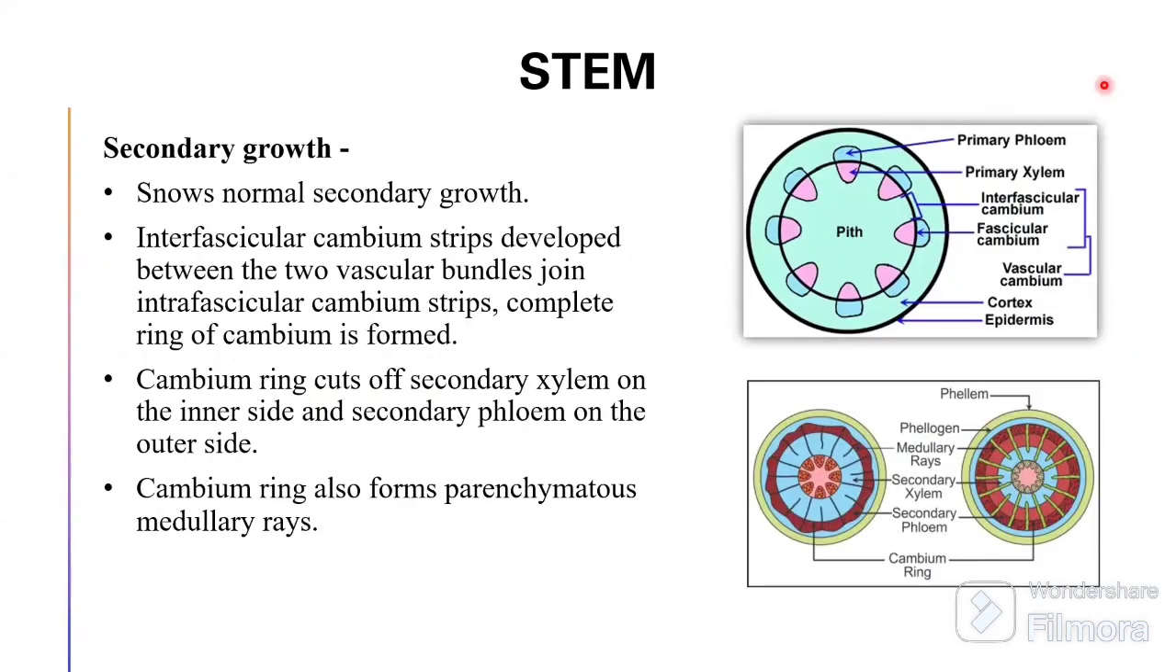Secondary growth in stem. Here, stem shows secondary growth by the formation of interfascicular cambium. Parenchymatous cells which are present between the vascular bundles become undifferentiated and they form interfascicular cambium cells which combine with the cambium cells present between the xylem and phloem in the vascular bundle and form a complete cambium ring. This cambium ring starts activity and cuts off secondary xylem towards the inner side and secondary phloem towards the outer side.